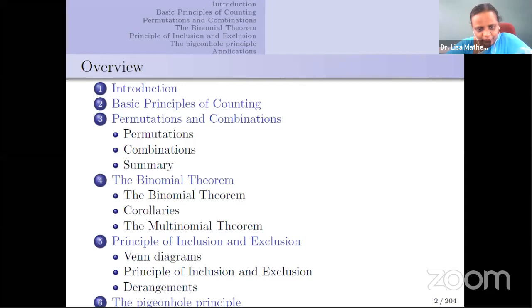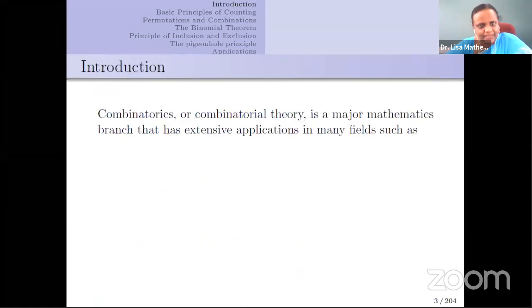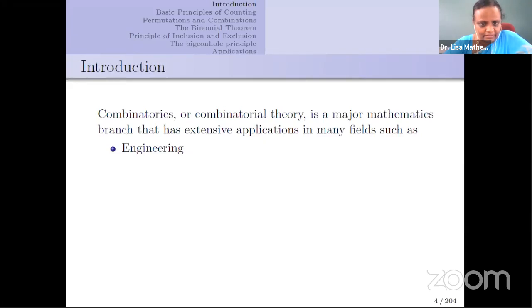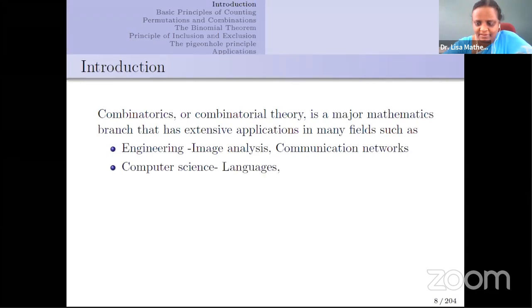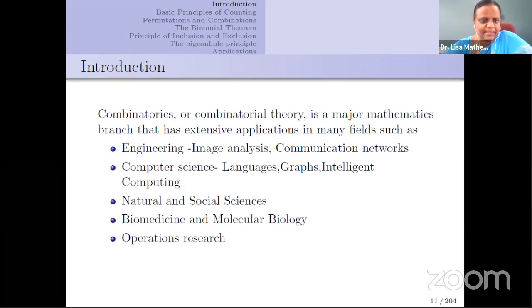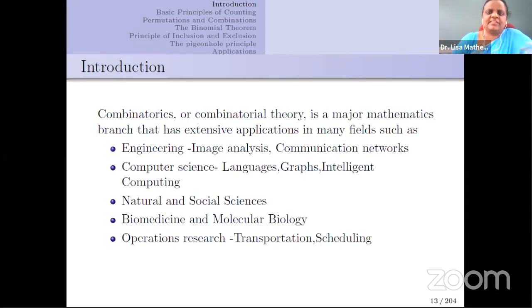First of all, this is an overview of what I'm going to do. We'll look at that later. Now, what is combinatorics? Combinatorics or combinatorial theory is a major mathematics branch. It has extensive applications in many fields such as engineering, for instance, image analysis and communication networks. In computer science, we have computer and natural languages, graphs, and intelligent computing. It has applications in natural and social sciences, biomedicine and molecular biology, operations research. Under operations research, we have transportation and scheduling, and it also has applications in business.